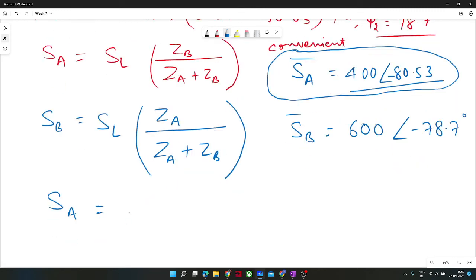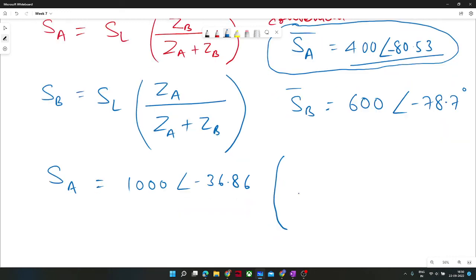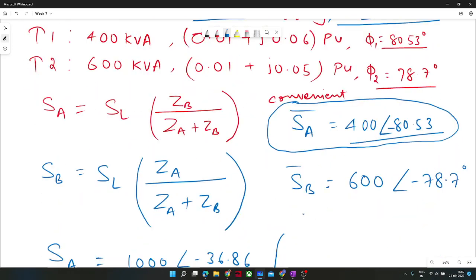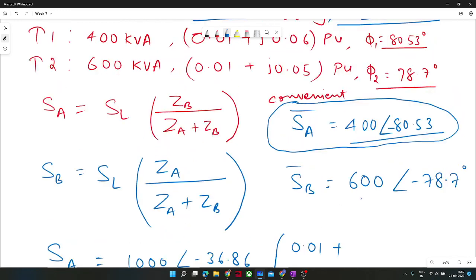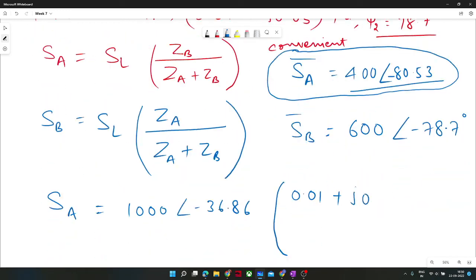SA would be SL, 1000 angle minus 36.86, times ZA, 0.01 plus j 0.06. It is given in per unit. You are saying something? The ZA here is actual, meaning R plus jX, ohmic value, right? Yeah, correct.